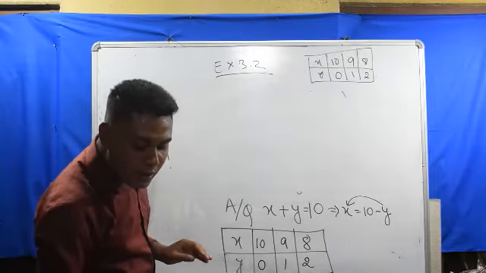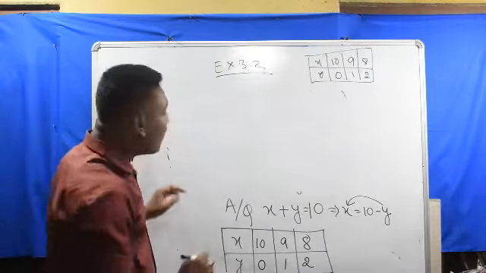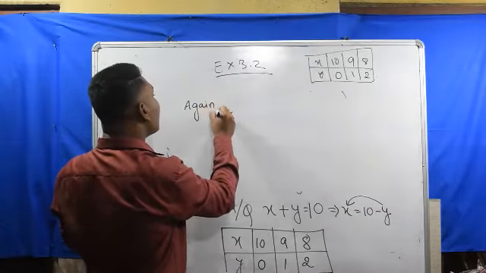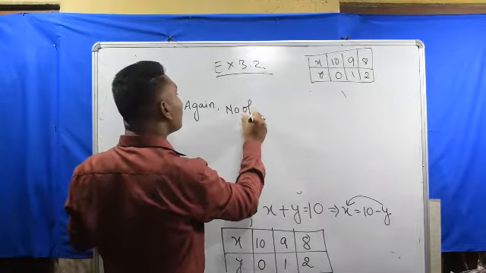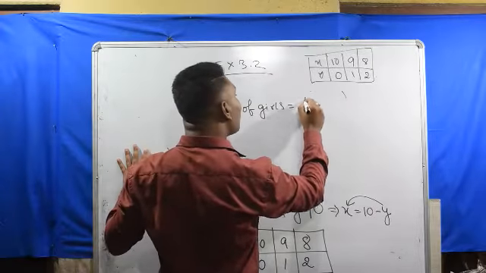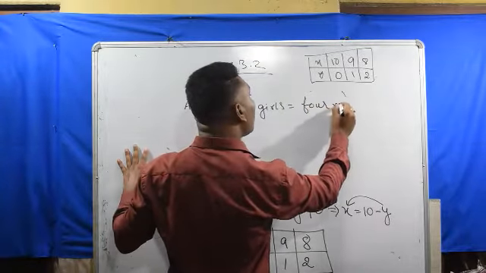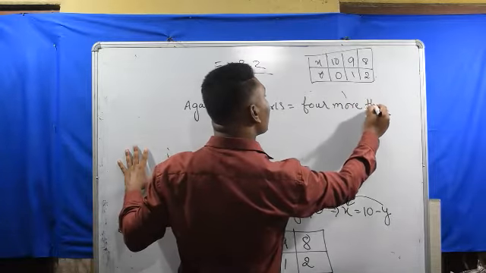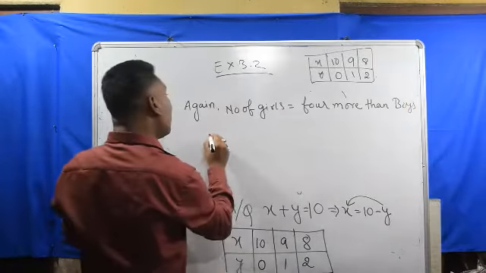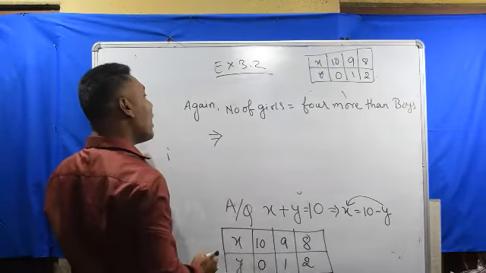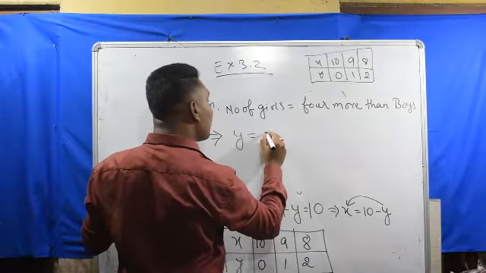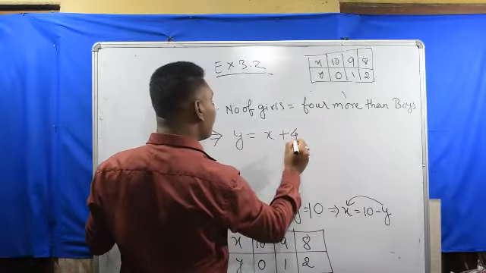If the number of girls is 4 more than the number of boys. The number of girls is 4 more than boys. So according to this statement, girls means y is equal to 4 more than boys, x plus 4.